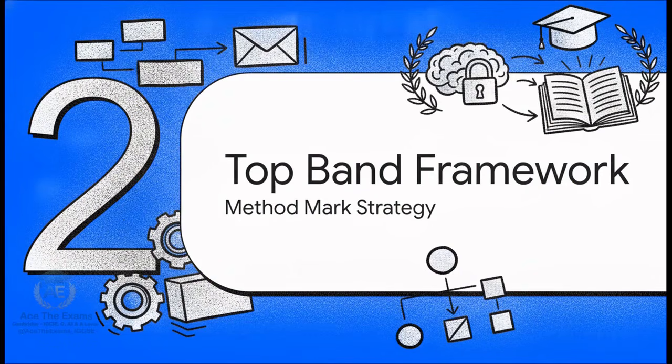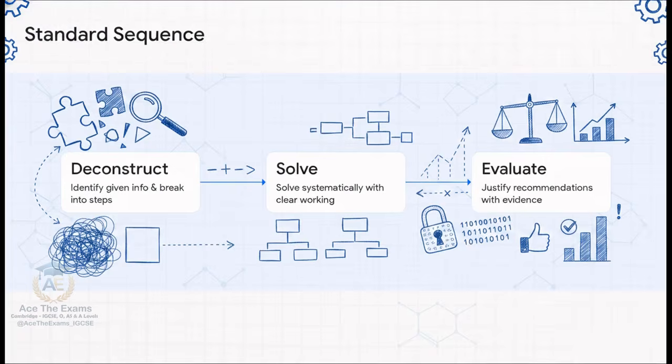Section 2, the top band framework. Okay, so how do we consistently pump out top band answers like that? We need a bulletproof framework, something that turns your passive reading into the exact structured logic that Cambridge examiners actually give marks for. It's basically a 3-step sequence. Step 1, deconstruct. Break the scenario down into logical chunks. Step 2, solve systematically. Apply the principles and show your working clearly. And step 3, evaluate and justify. Check if your answer makes sense in the real world and back it up with hard evidence.